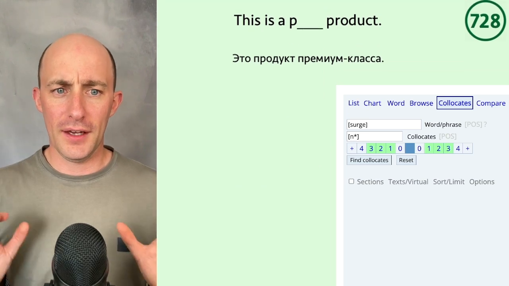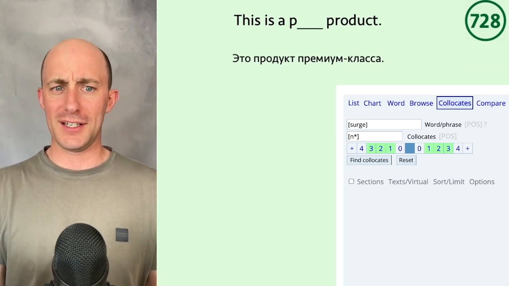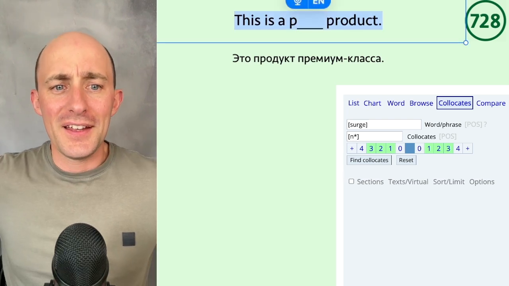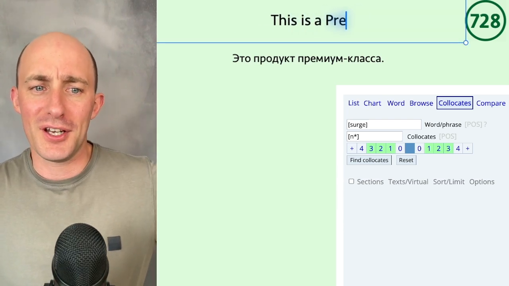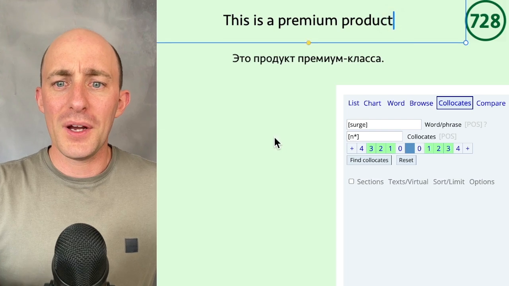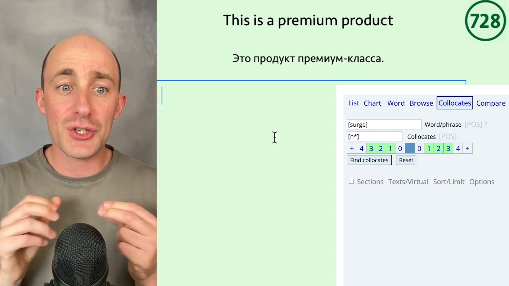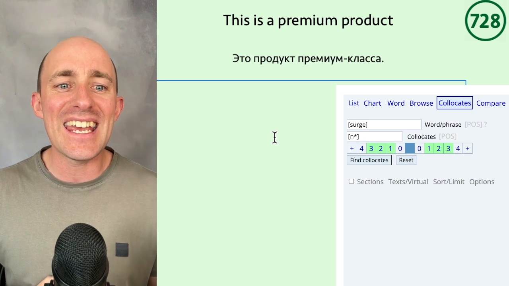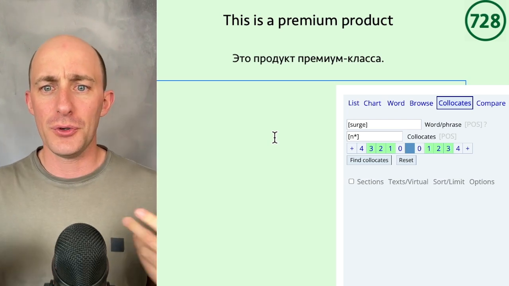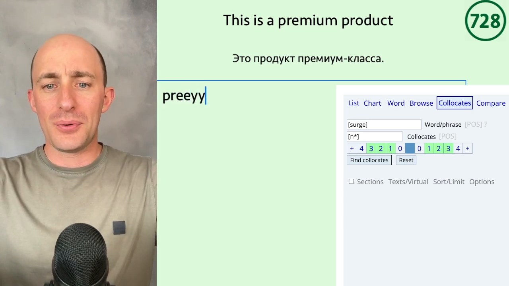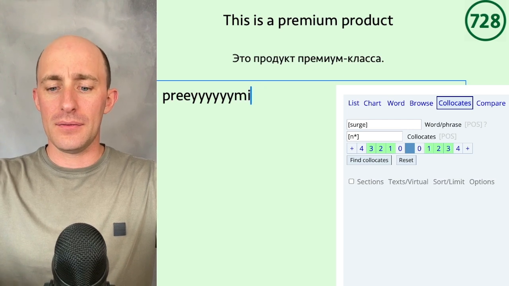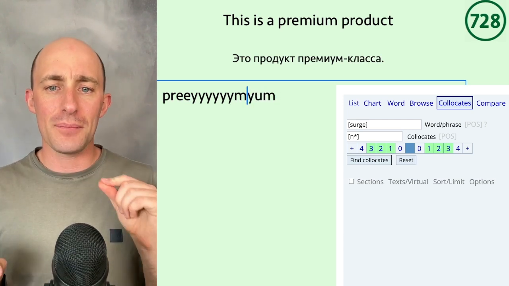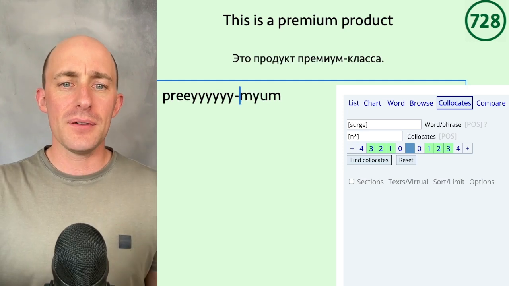Next one. Это продукт премиум класса. Premium. This is a premium product. When you say premium, make sure you pronounce it with an e. It's not premium with a y before the unvoiced m. Premium. I would even say it like that. Premium.